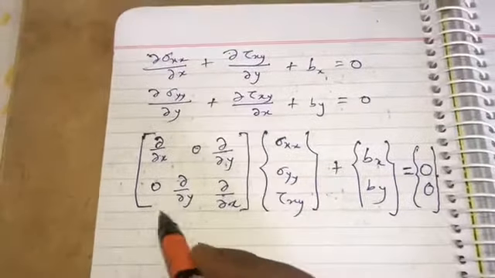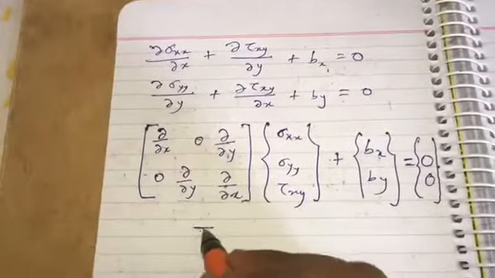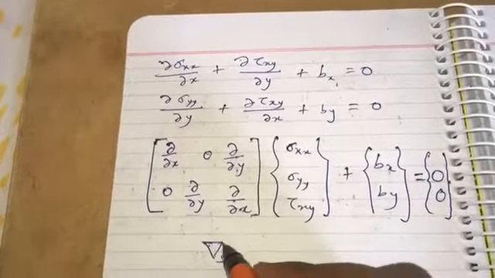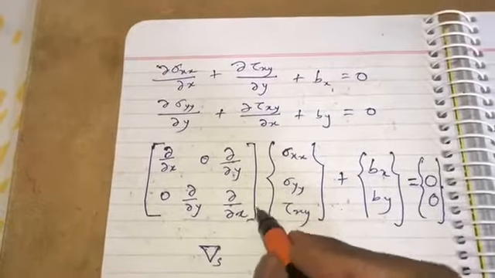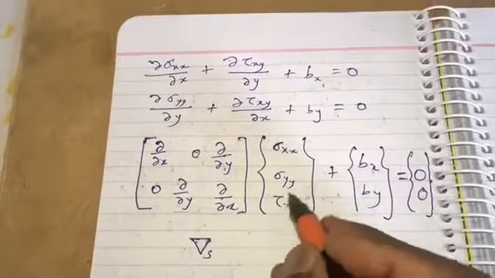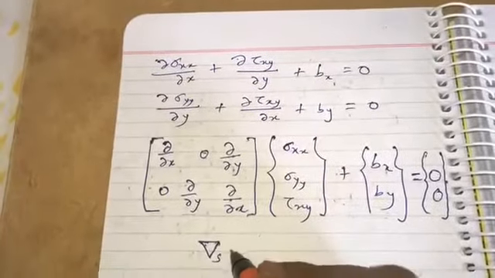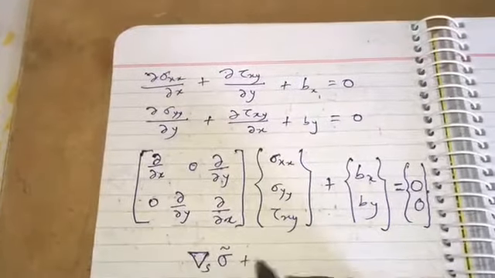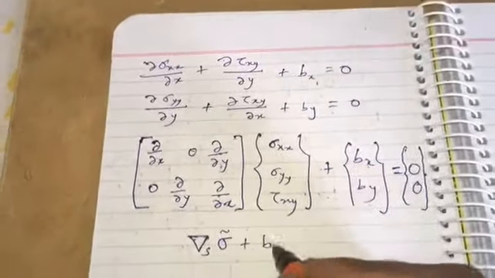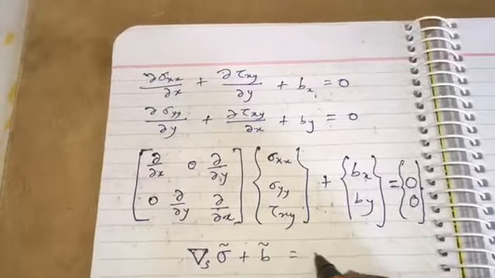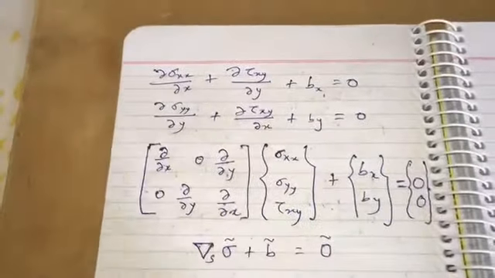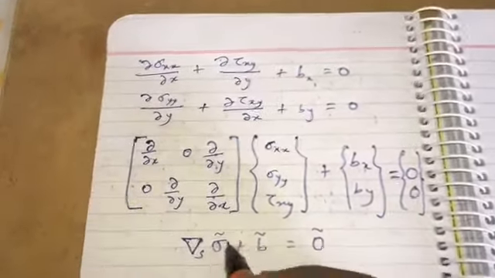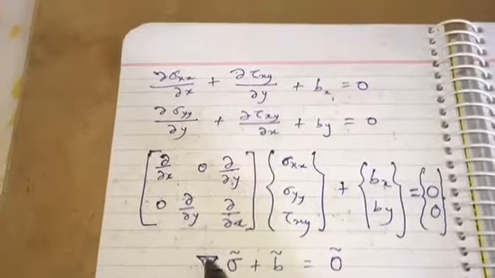Or in this we can also write as del s. Okay, del s, say, and the whole term we can write as sigma vector plus this we can write as a b vector, and they equal to 0. So this can also be written something like this. So here we are writing the vector term.